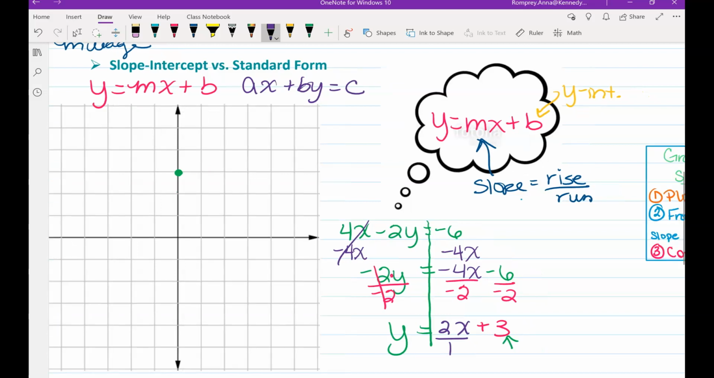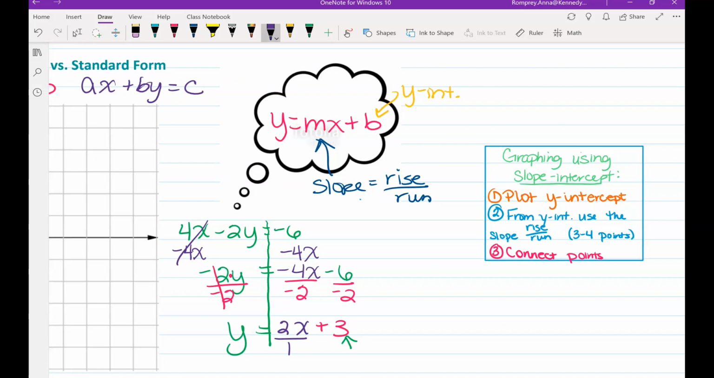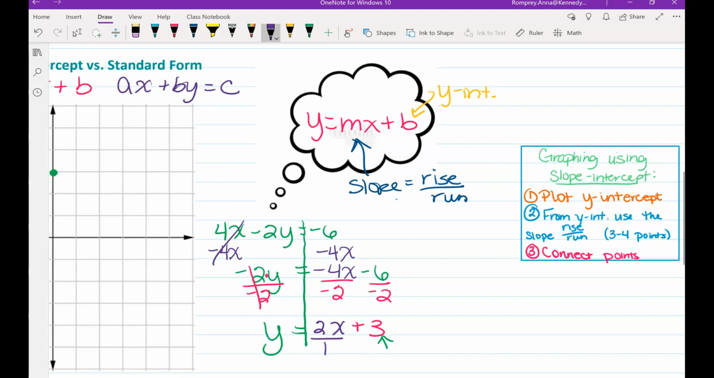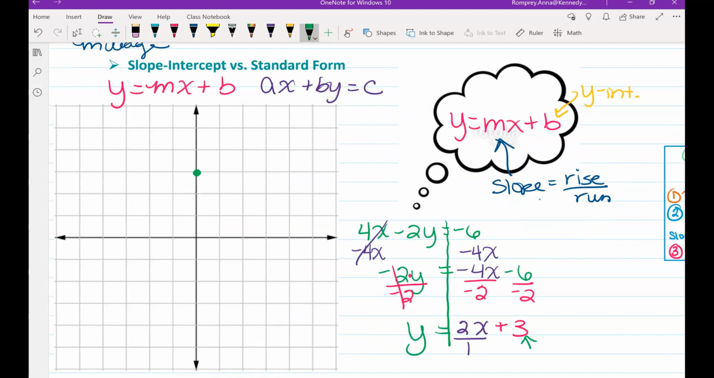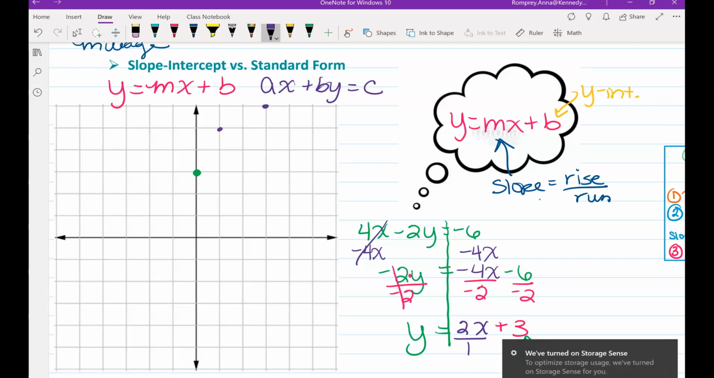So from your y-intercept, use the slope. Rise over run, sorry. And we'll try and get 3 to 4 points so we have something nice to connect. So my rise over run is +2 over 1. +2 over 1. No. That was wrong. I ran 2 instead of up.